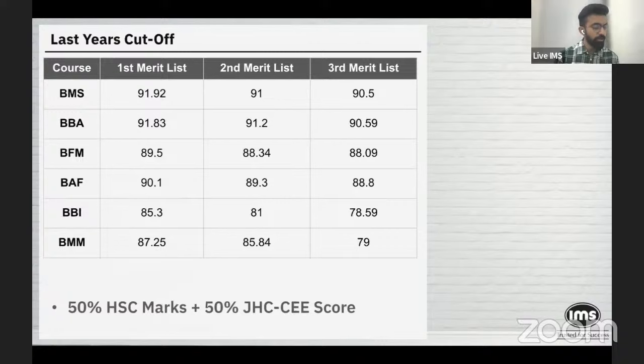Arunima, you got 84 in the test and 83. So BBI and BMM, 84 and 83. So your composite is 83.5. Definitely, you have a good chance at BBI and BMM. You have a good chance based on last year's cutoffs. You have a very good chance, Arunima. So, anyone, any other doubts?